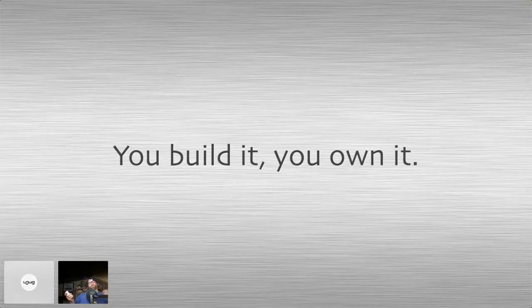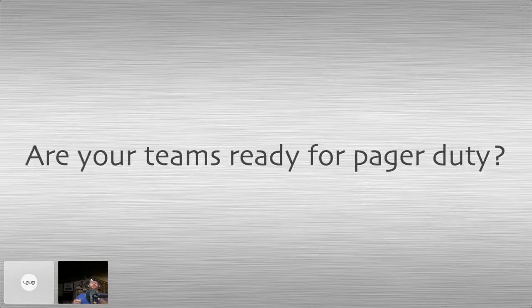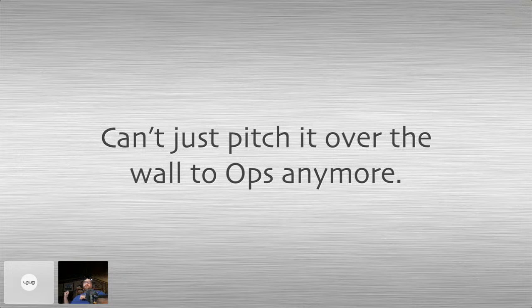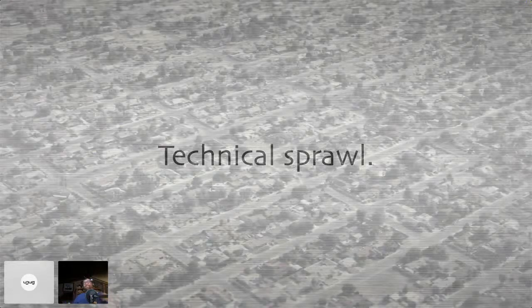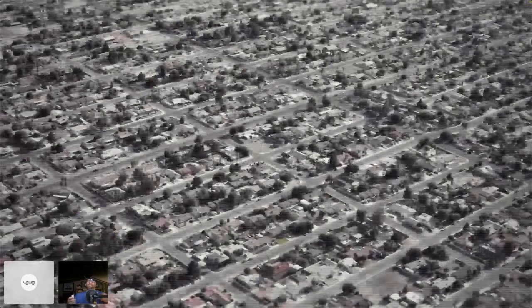This also does mean that we as developers have to take more responsibility. We have to really embody that you build it, you own it mindset. Are we okay with pager duty? Because that's going to happen. I can't just say, hey, that's an ops problem now. We also have to deal with technical sprawl. If you thought suburban sprawl was a problem, technical sprawl is a lot worse in many cases.